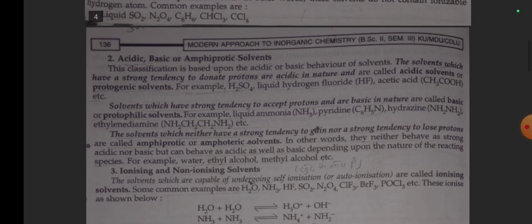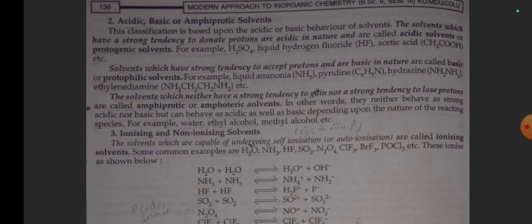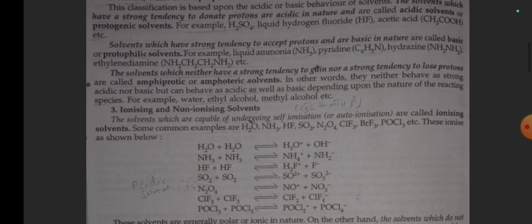Number 2, acidic, basic or amphiprotic solvents. This classification is based upon the acidic or basic behavior of solvents. The solvents which have a strong tendency to donate protons are acidic in nature and are called acidic solvents or protogenic solvents. For example, H2SO4, liquid hydrogen fluoride and acetic acid, etc. Solvents which have a strong tendency to accept protons and are basic in nature are called basic or protophilic solvents. For example, liquid ammonia, pyridine, hydrazine, ethylene diamine.